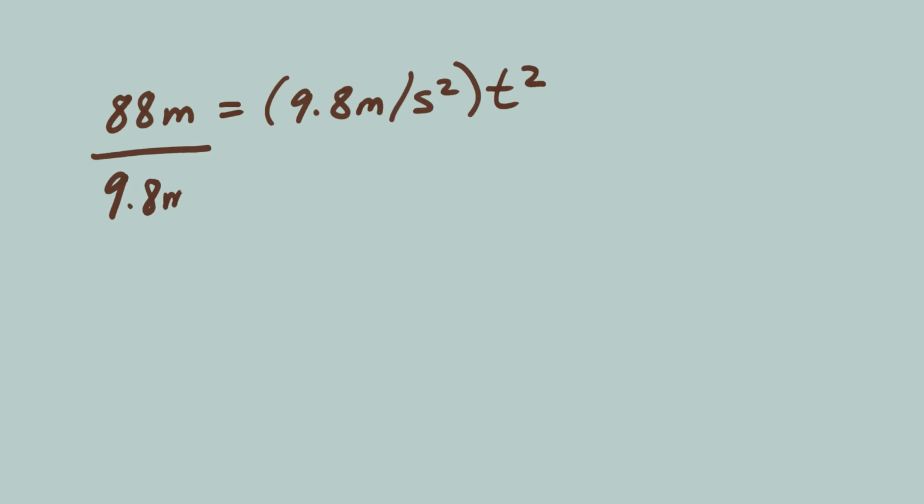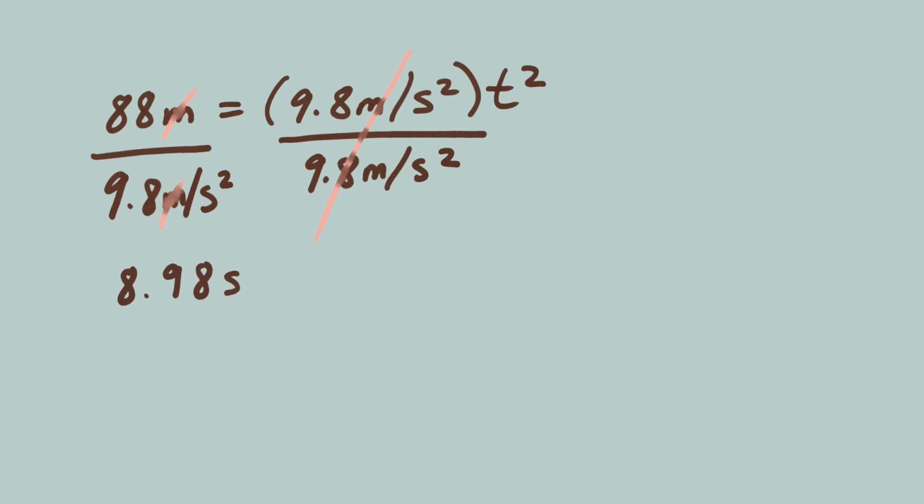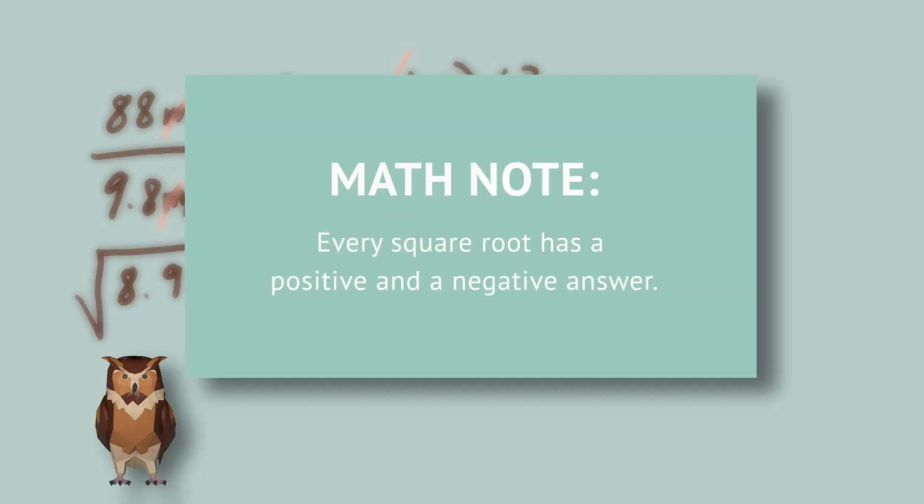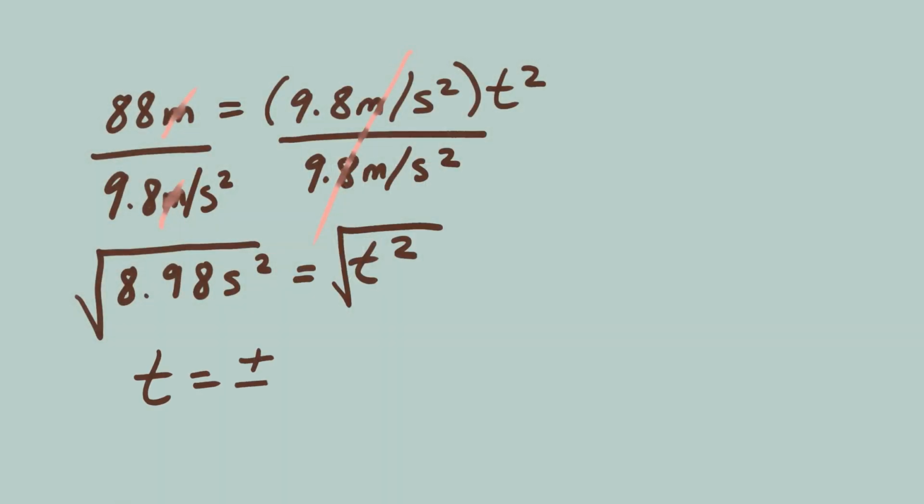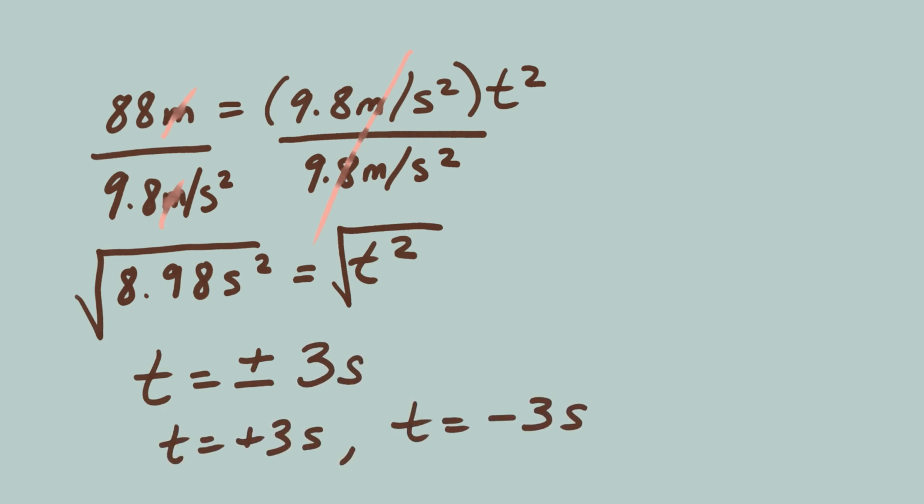Divide both sides by 9.8 meters per second squared. Meters cancel, giving us 8.98 seconds squared equals t squared. Now, take the square root of both sides. Every square root has a positive and a negative answer, so you get t equals plus or minus 3 seconds. But there's no such thing in this universe as negative seconds, so your answer is t equals 3 seconds.